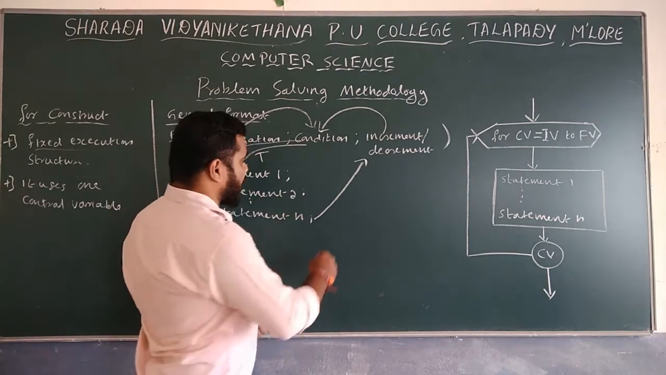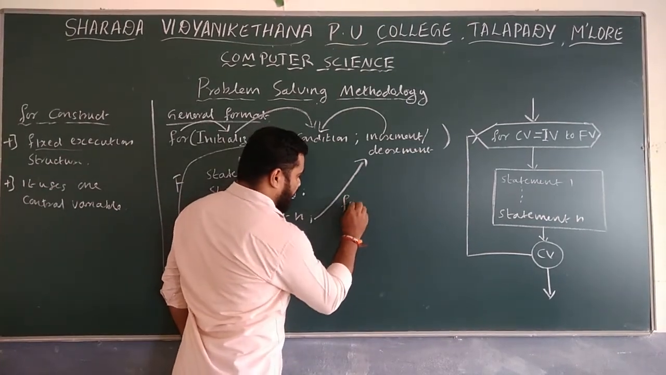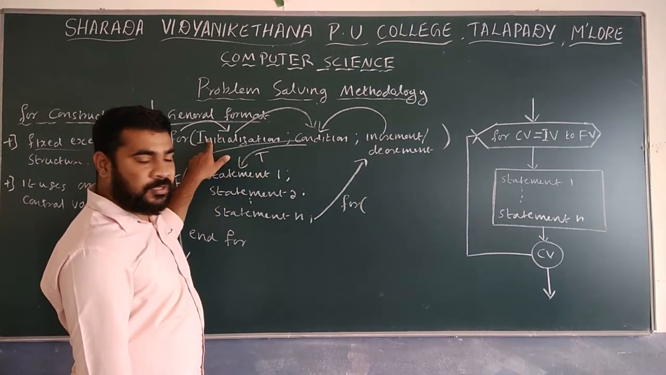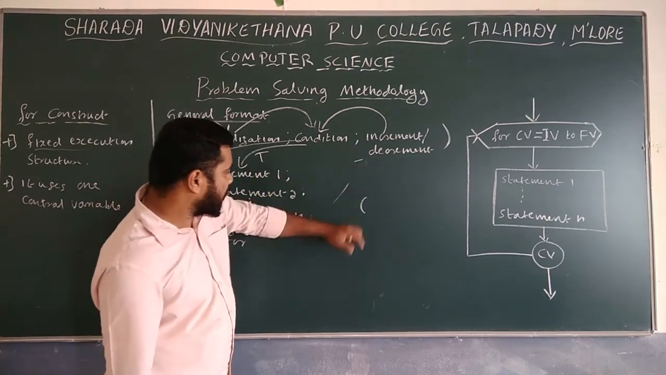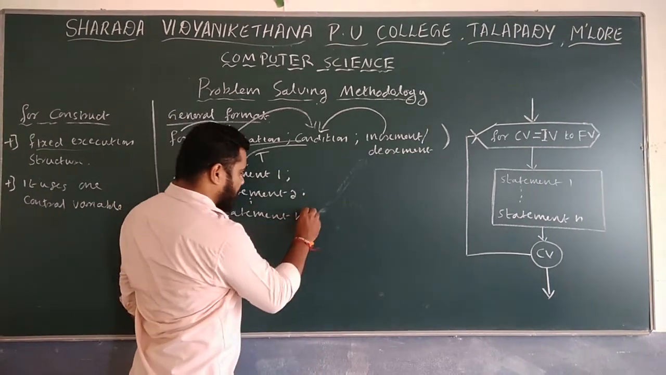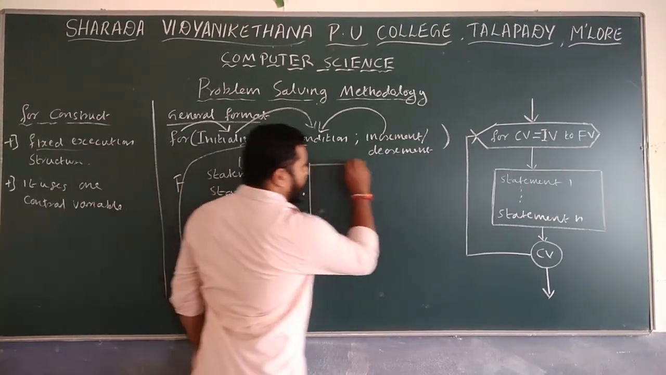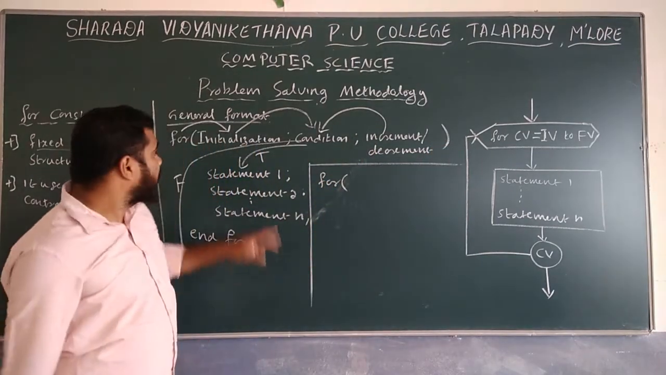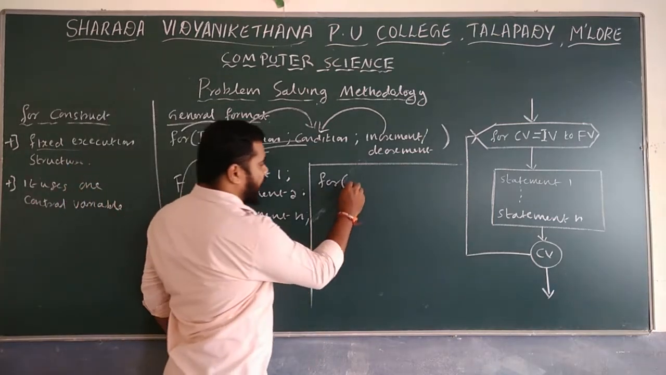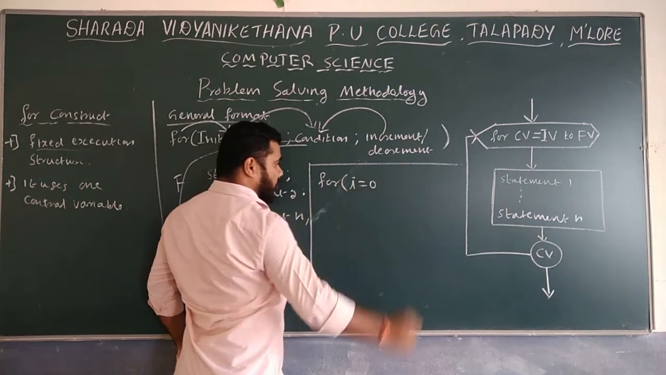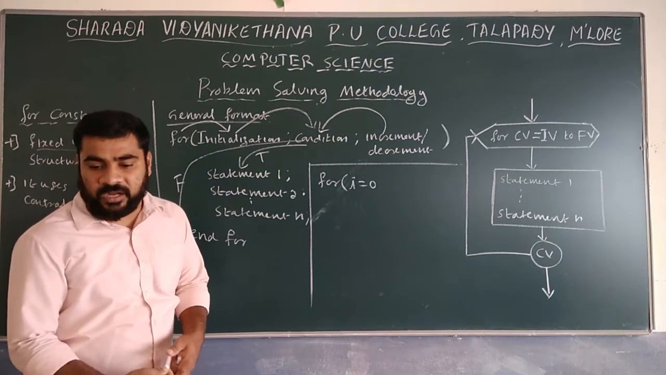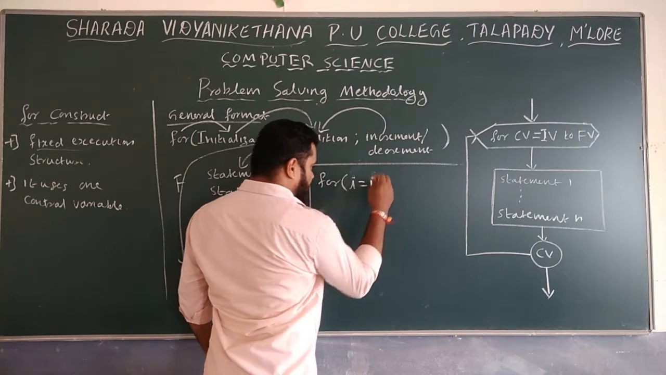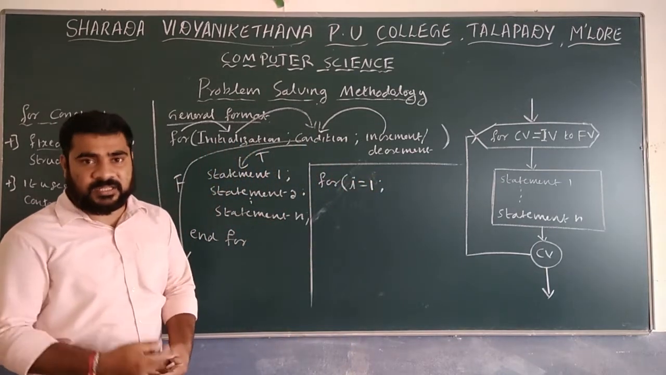First you write for. The first part is initialization. So I will give the value of I is equal to 0, or I value will be 1. It is better to give 1 here. Then initialization is done, because the initial value is 1.